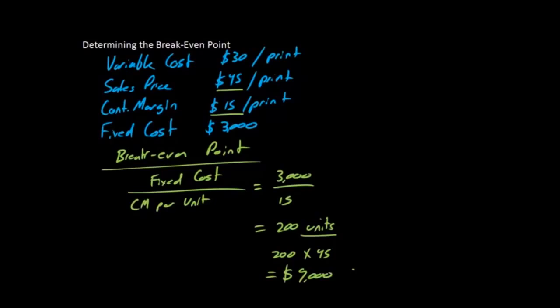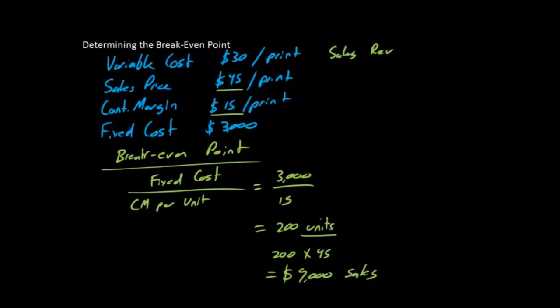So 200 times 45, and we have 9,000 in sales dollars. So we have to sell 200 units or $9,000 in sales to break even. To prove that, we can also look at the contribution margin income statement.